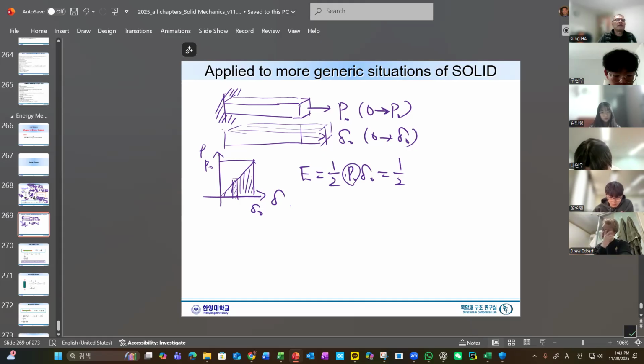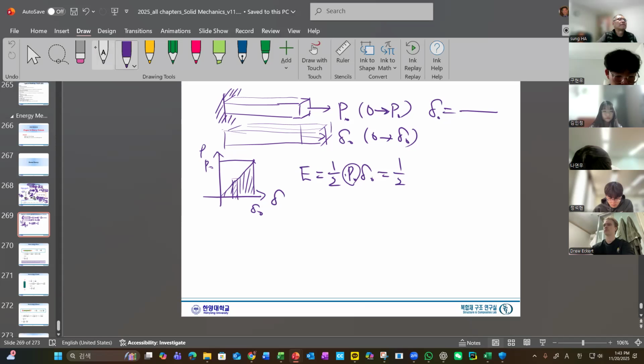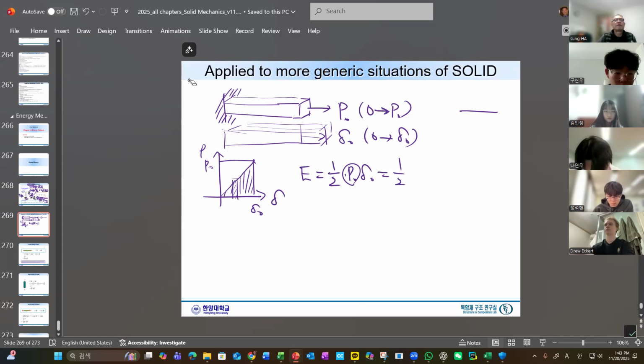And what would be the P0? P0 and delta zero. I hope you remember that delta zero. Okay, I will use a different one.